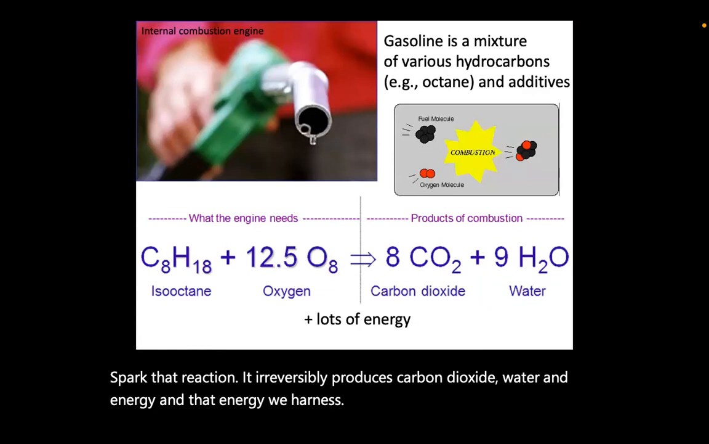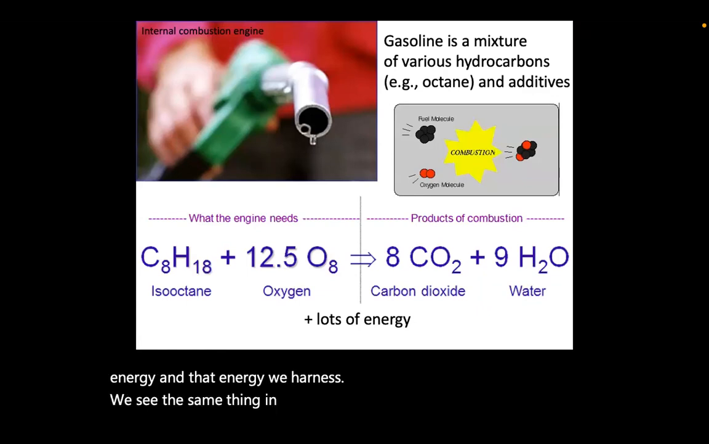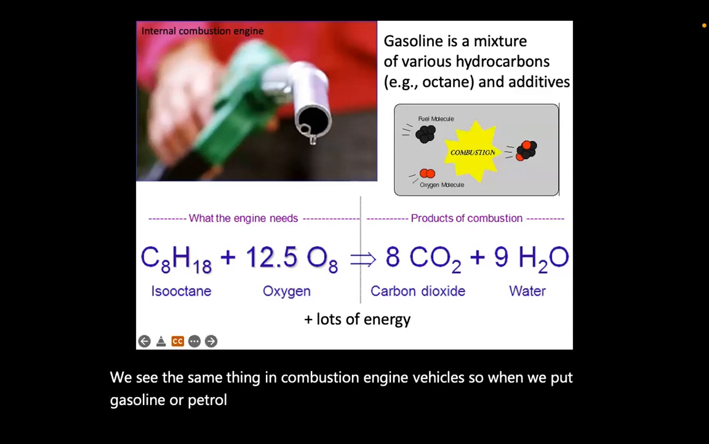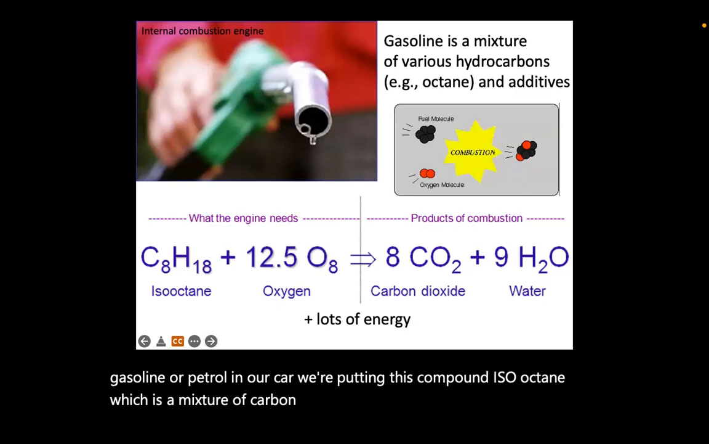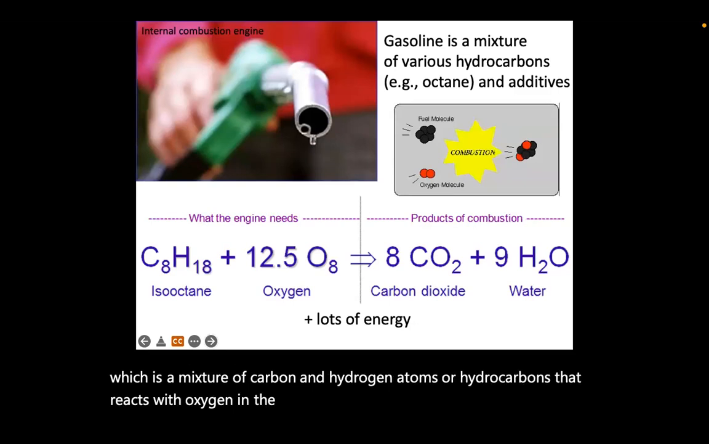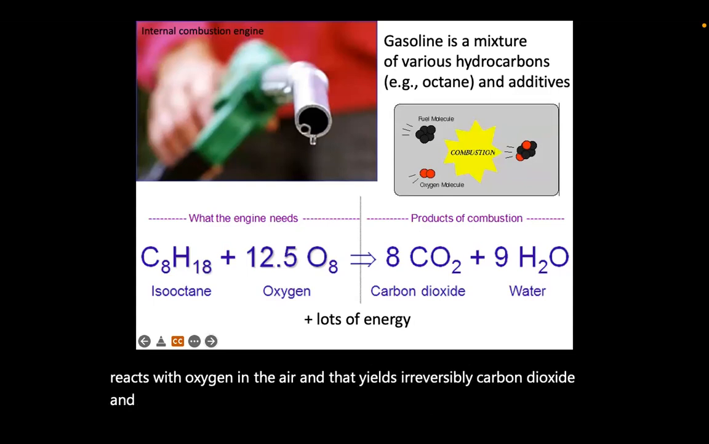We see the same thing in combustion engine vehicles. So when we put gasoline or petrol in our car, we're putting this compound, isooctane, which is a mixture of carbon and hydrogen atoms, or hydrocarbons, that reacts with oxygen in the air, and that yields irreversibly carbon dioxide and water plus lots of energy.